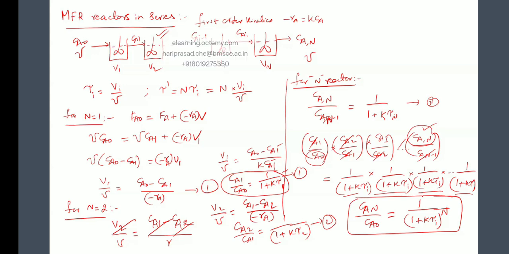For n number of CSTRs, Can divided by Ca naught is equal to 1 by 1 plus k tau I whole to the power of n. You should remember this formula directly, because you cannot derive all this.